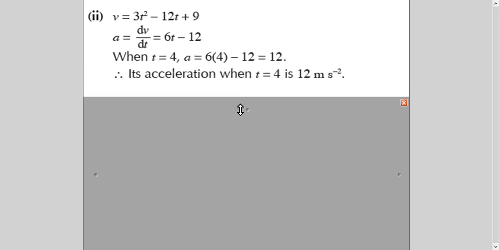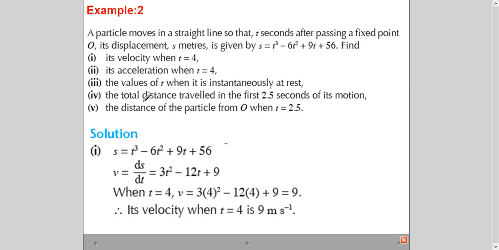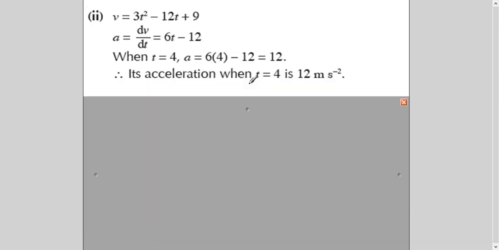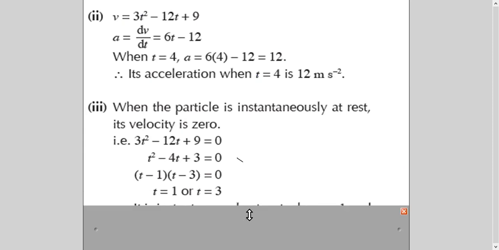Next part of the question is saying find the value of t when it is instantaneously at rest. Means when velocity is 0, what was the time? So in the velocity equation, you put v equal to 0 and solve this quadratic equation. The factors give you the times at which the particle took a turn.